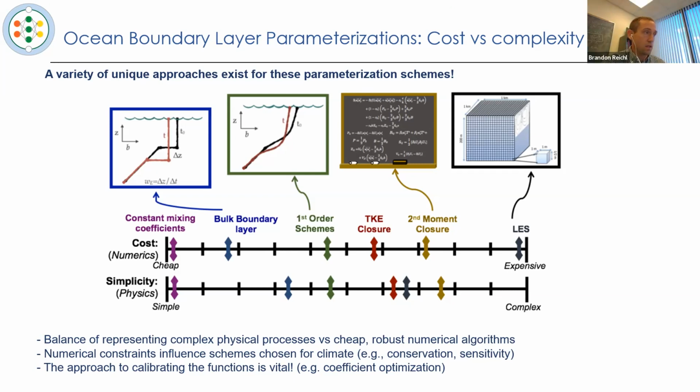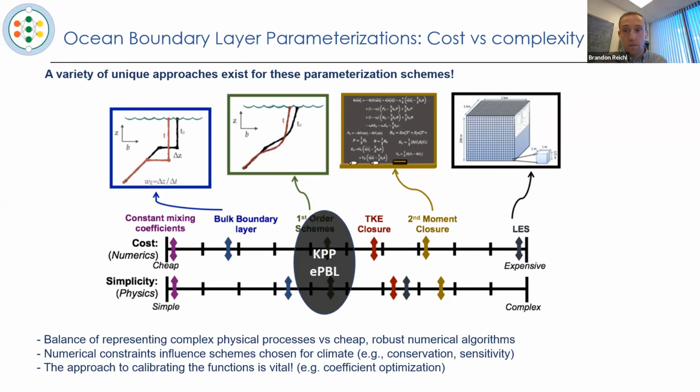Ultimately, there's a delicate balance here between representing these complex physical processes versus having these cheap and numerically robust algorithms that we need when we're simulating a climate model for hundreds of years. And of course, the climate model introduces its own suite of numerical constraints that we might need to think about, especially things like conservation, but also sensitivity and stability. So you don't want a scheme that's going to be particularly sensitive to having a long time step or a coarse vertical grid. And I don't need to touch on this last point at all after the nice talk that Greg just gave. But of course, the approach of calibrating these functions is going to be very vital.